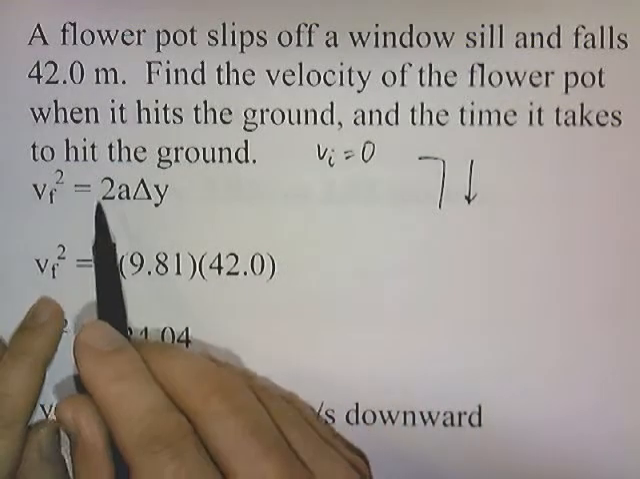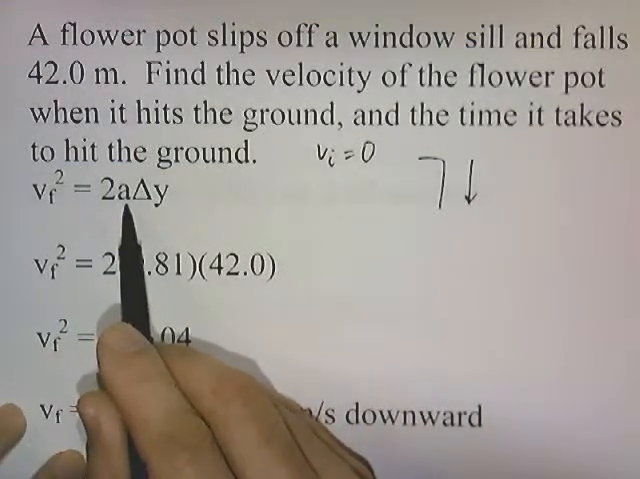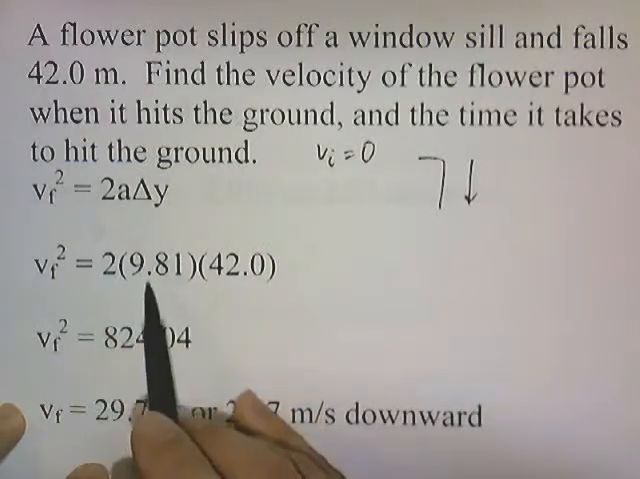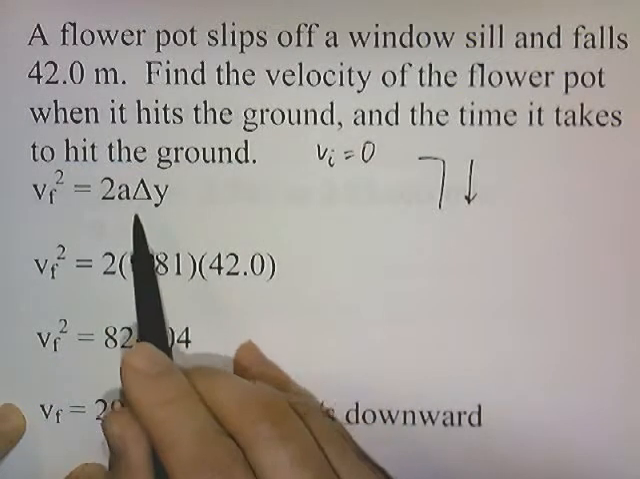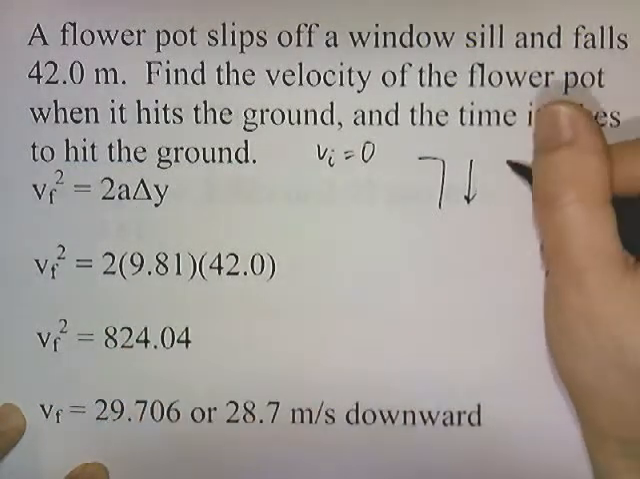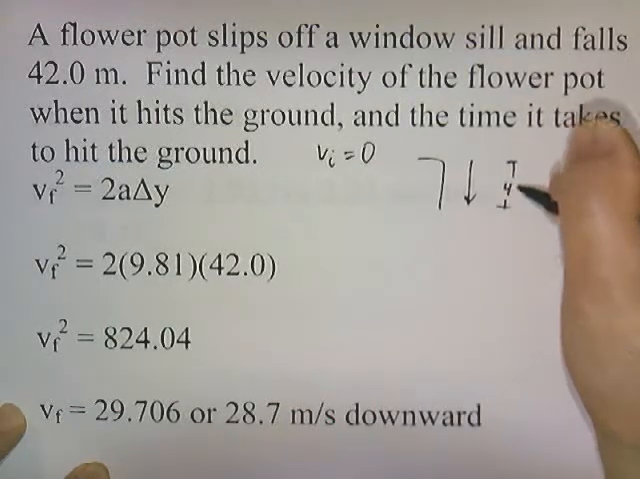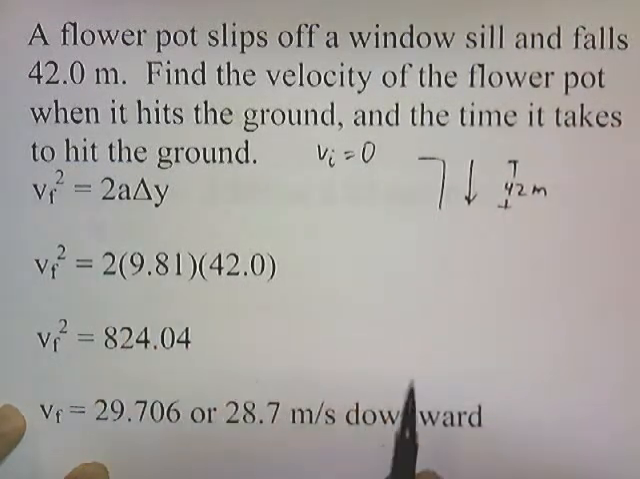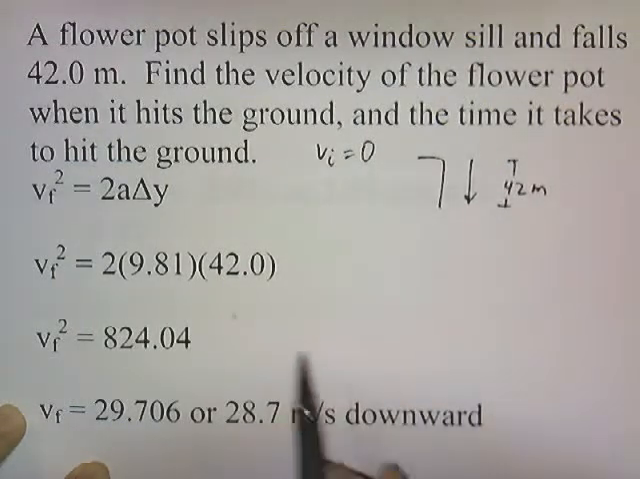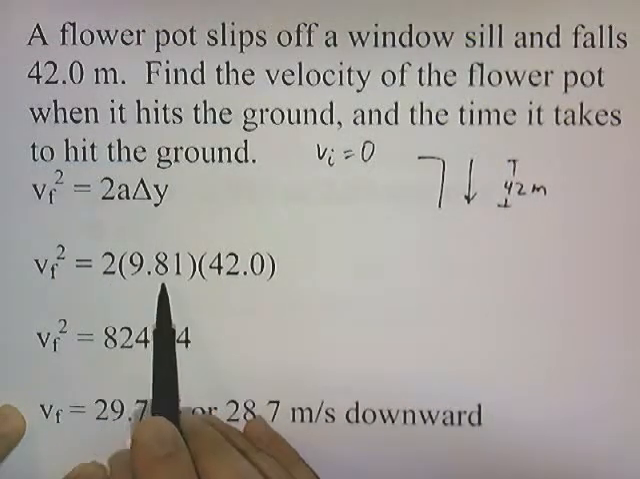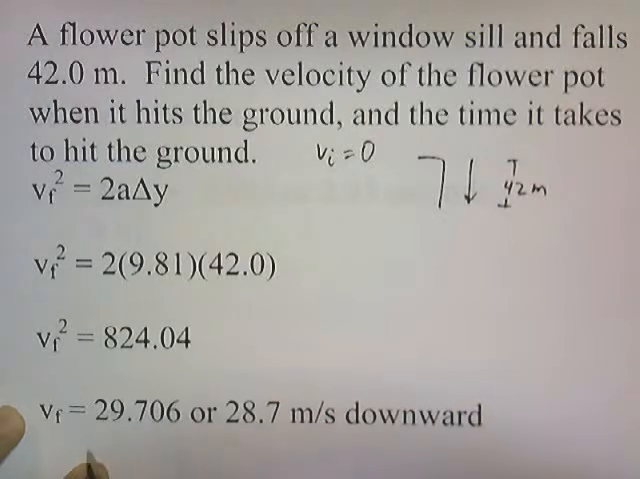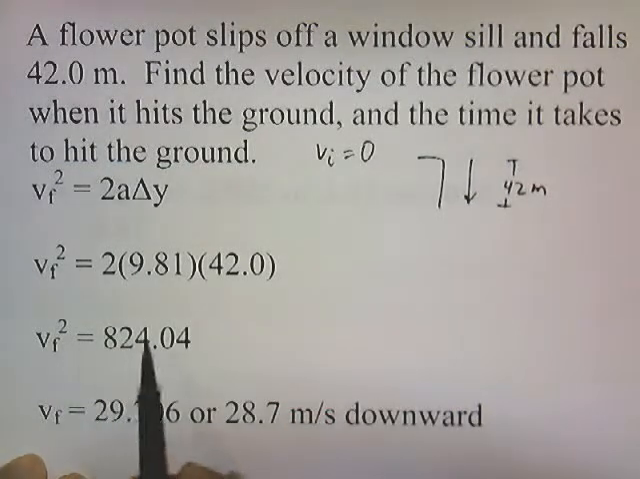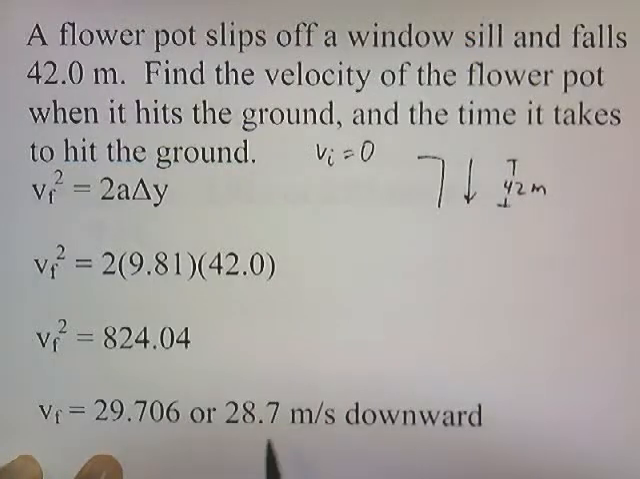Final velocity squared is 2 times a. Well, since it's falling, implicitly the acceleration is 9.81. And the change in distance, well, it's falling through a distance of 42 meters. So 2 times 9.81 times 42 gives me 824. And then take the square root, and we get 28.7.